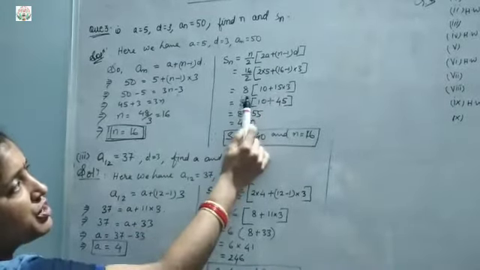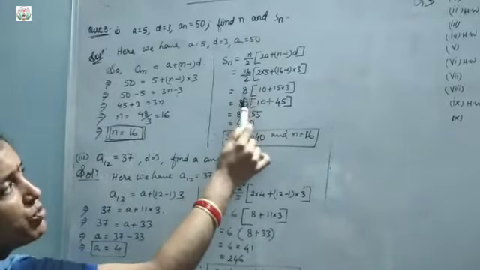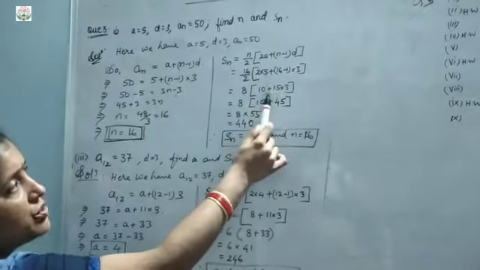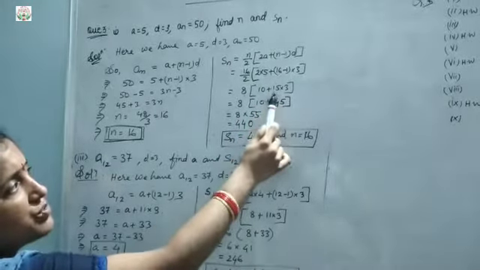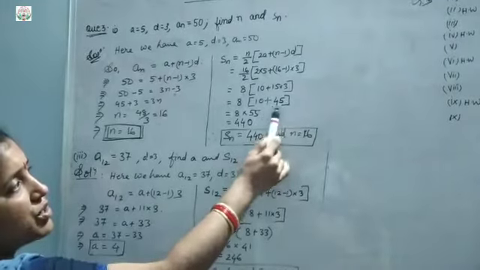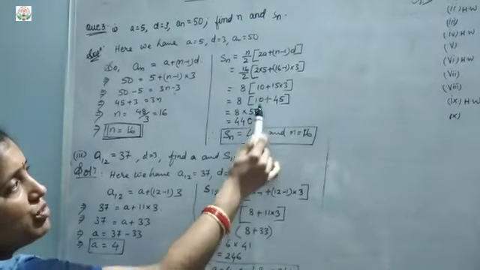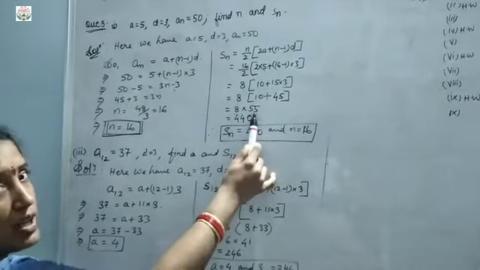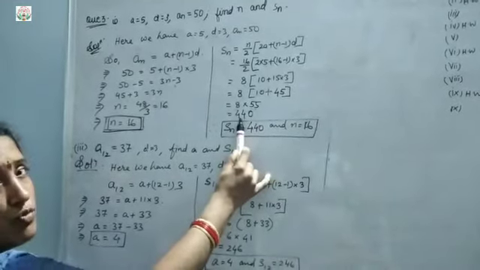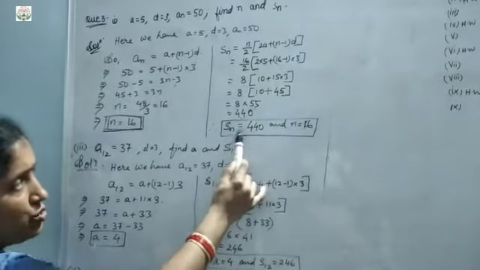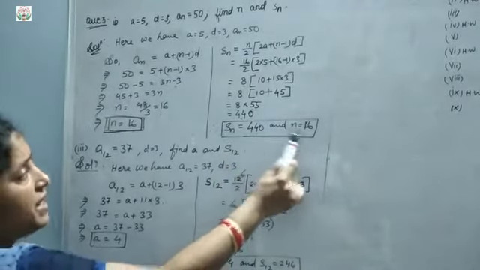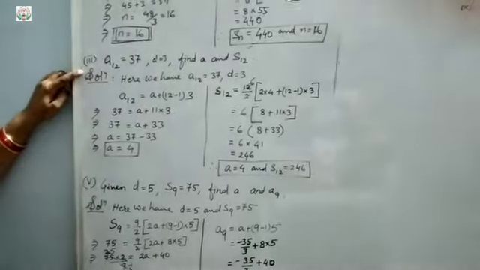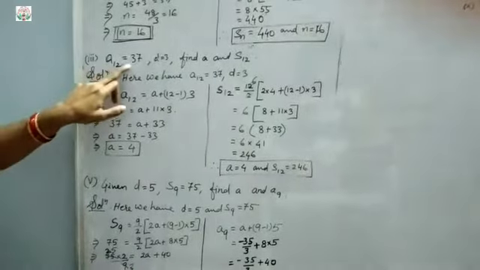Now on simplification we will get 16 divided by 2, which is 8. Within the bracket, 5 twos are 10. So 10 plus, here 16 minus 1 is 15, into 3 gives 45. So it will be 8 into 10 plus 45, which is 55. On multiplying these two, 8 into 55 gives 440. So Sn equals 440 and n equals 16. We got this.